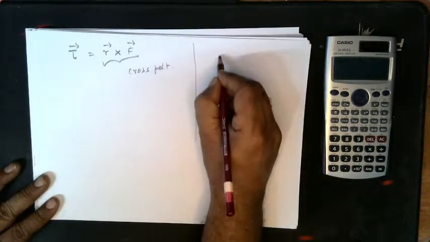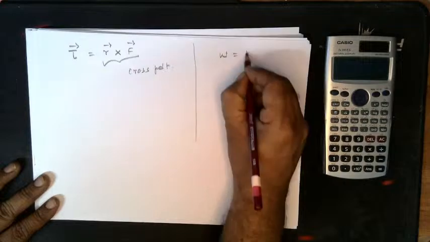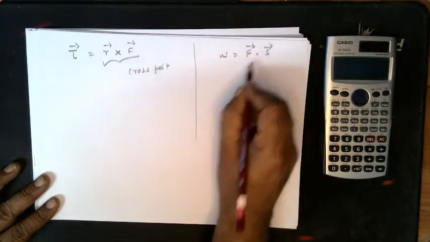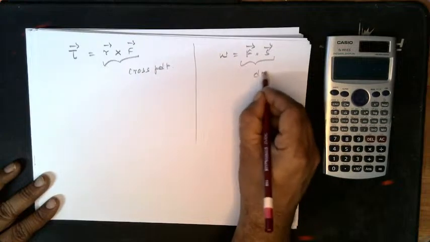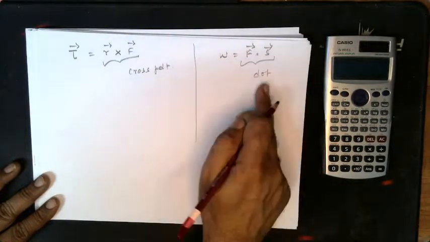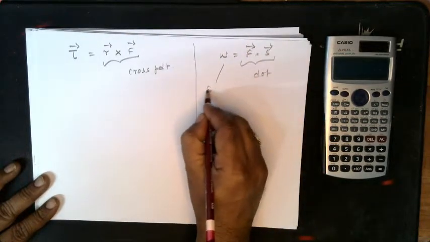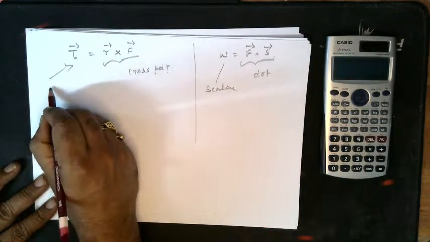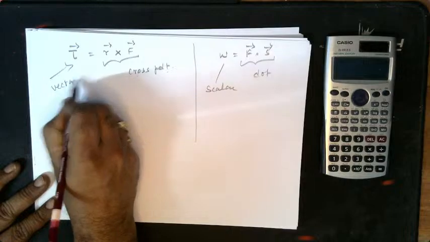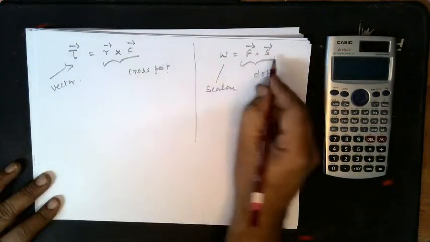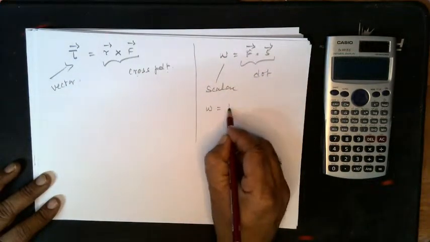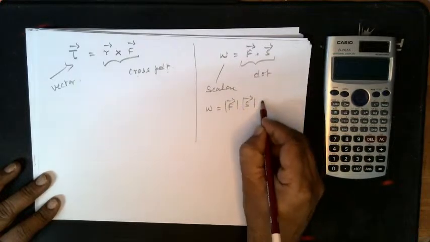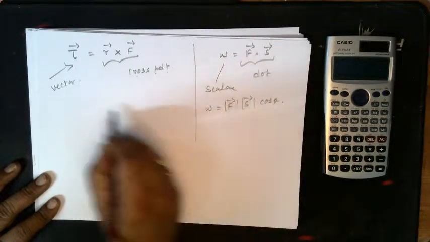Let me compare this with the W, where you got force vector dot displacement vector. Here it is a dot product. A dot product results in a scalar, correct? Whereas a cross product results in a vector only. You know very well, if it is a dot product, it is F vector modulus, S vector modulus, and then cos theta, is it not? But what about this?